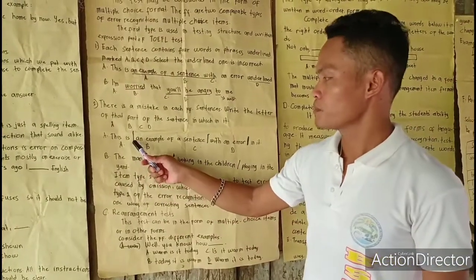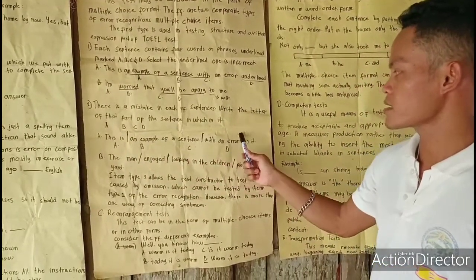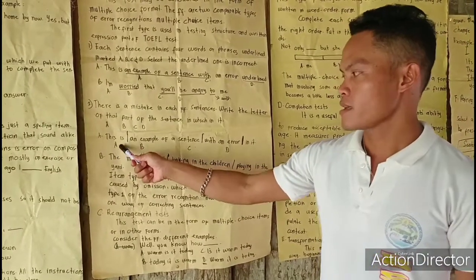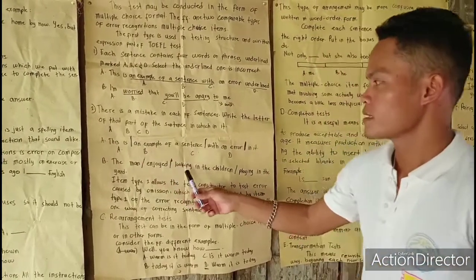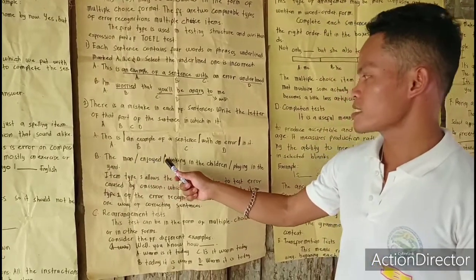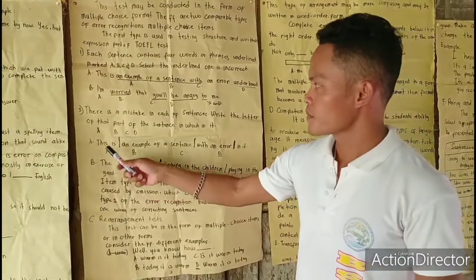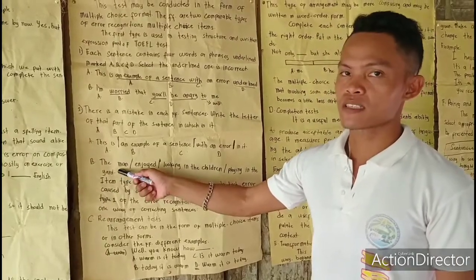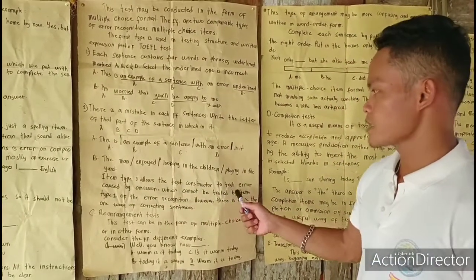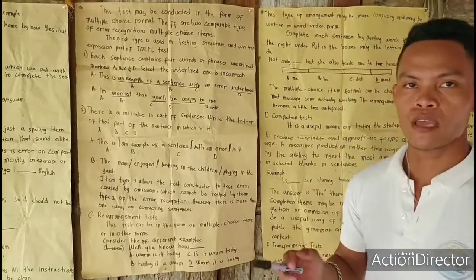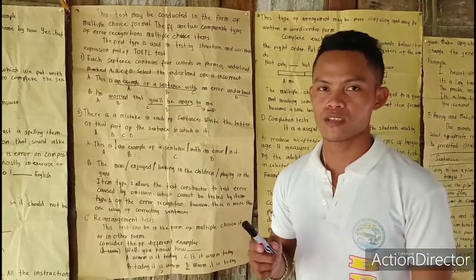So you have to put a slash. This is slash an example, a sentence slash with an error slash in it. And you have to put A, B, C, and D to the corresponding phrases that you put a slash on. B. The man slash enjoyed slash looking in the children playing in the yard. So this is an example of determining the error of a sentence. Item type 2 allows the test constructor to test error caused by omission. So when you say error, you have to keep in mind first that there is an omission in it.